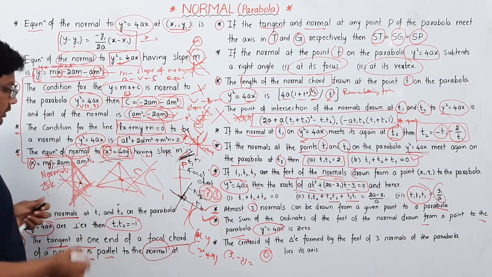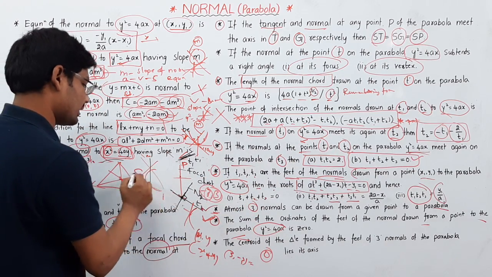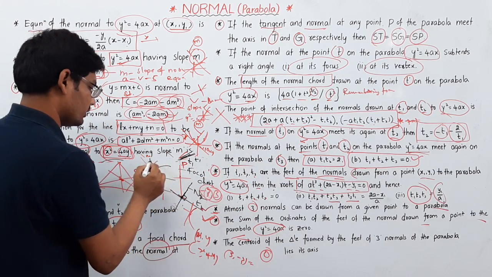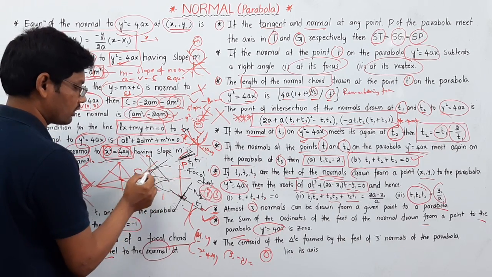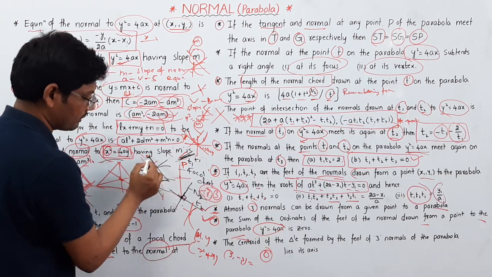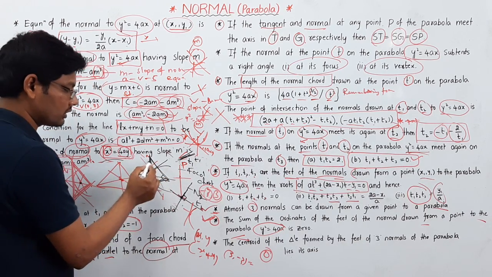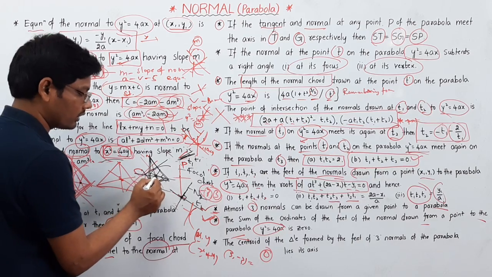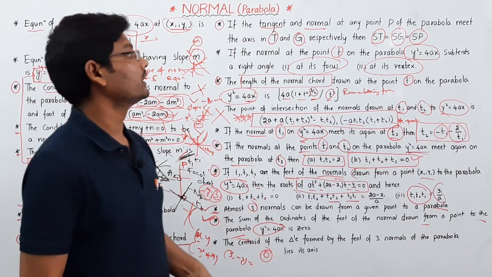See here. If you take three points on this parabola, these are the three normals. This is one normal, this is also one normal, and this is also one normal. From these three normals, it forms a triangle. For that triangle, the centroid will lie on this axis only. This is the theoretical information about this one.